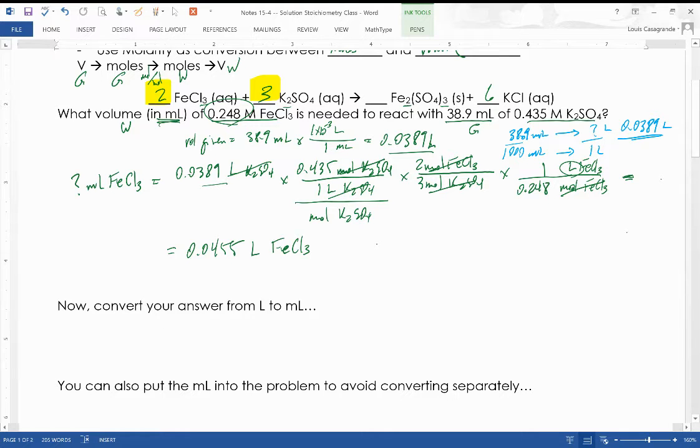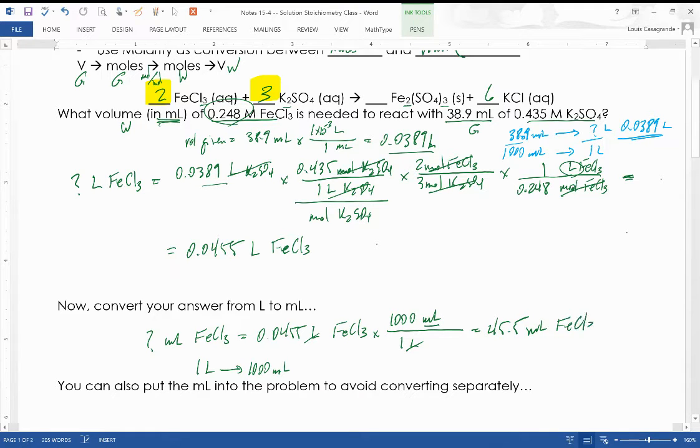I should have made this liters up at the front at first, because I'm getting my liters first. First the liters, and now we're going to go to milliliters. So how many milliliters of the FeCl3? Take the 0.0455 liters FeCl3. Now remember, 1 liter becomes 1,000 milliliters, so this is going to have to be a bigger number. Since 1,000 milliliters is going on top, we put the milliliters on top, and the 1 liter in the denominator. The liters cancel out, and we end up with 45.5 milliliters of the FeCl3 solution.